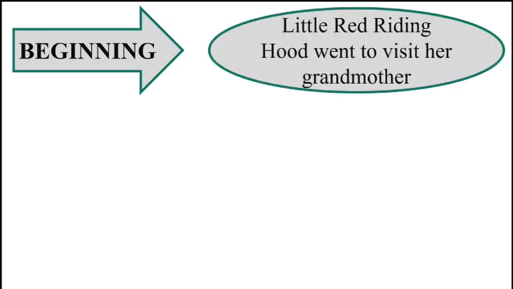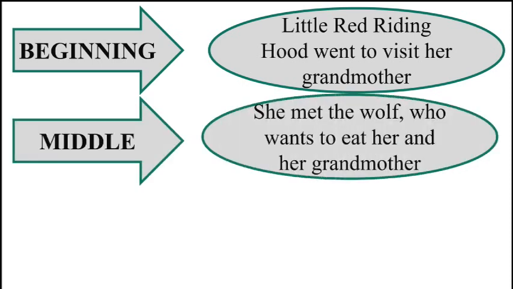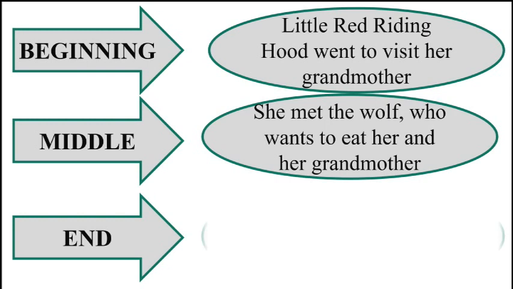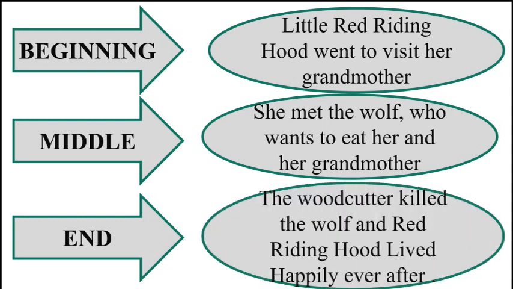Now I'm going to tell the events of the story. What happened in the beginning of the story was the Little Red Riding Hood went to visit her grandmother. In the middle, she met the wolf who wants to eat her and her grandmother. And in the end, the woodcutter killed the wolf and Red Riding Hood lived happily ever after.